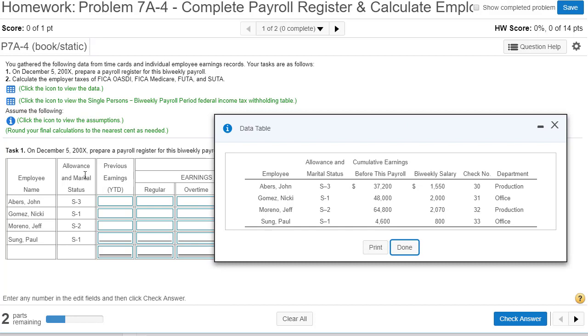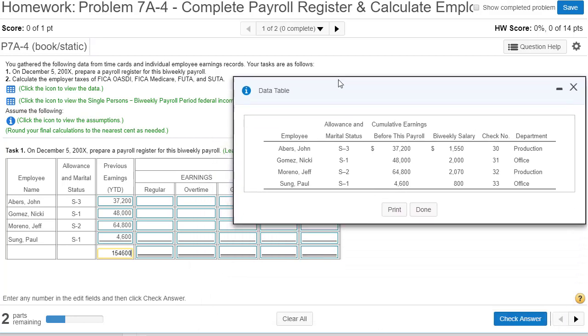The first thing we're going to start with is we need to fill in this column, previous earnings year to date. That means cumulative earnings before this payroll. So I'm just going to double click on 37,200, paste it over here. 48,000 for Nikki, 64,800 for Jeff, and 4,600 for Paul. Then we're going to add these up, and I'm not going to bore you by watching me add these up. Looks like it's 154,600.